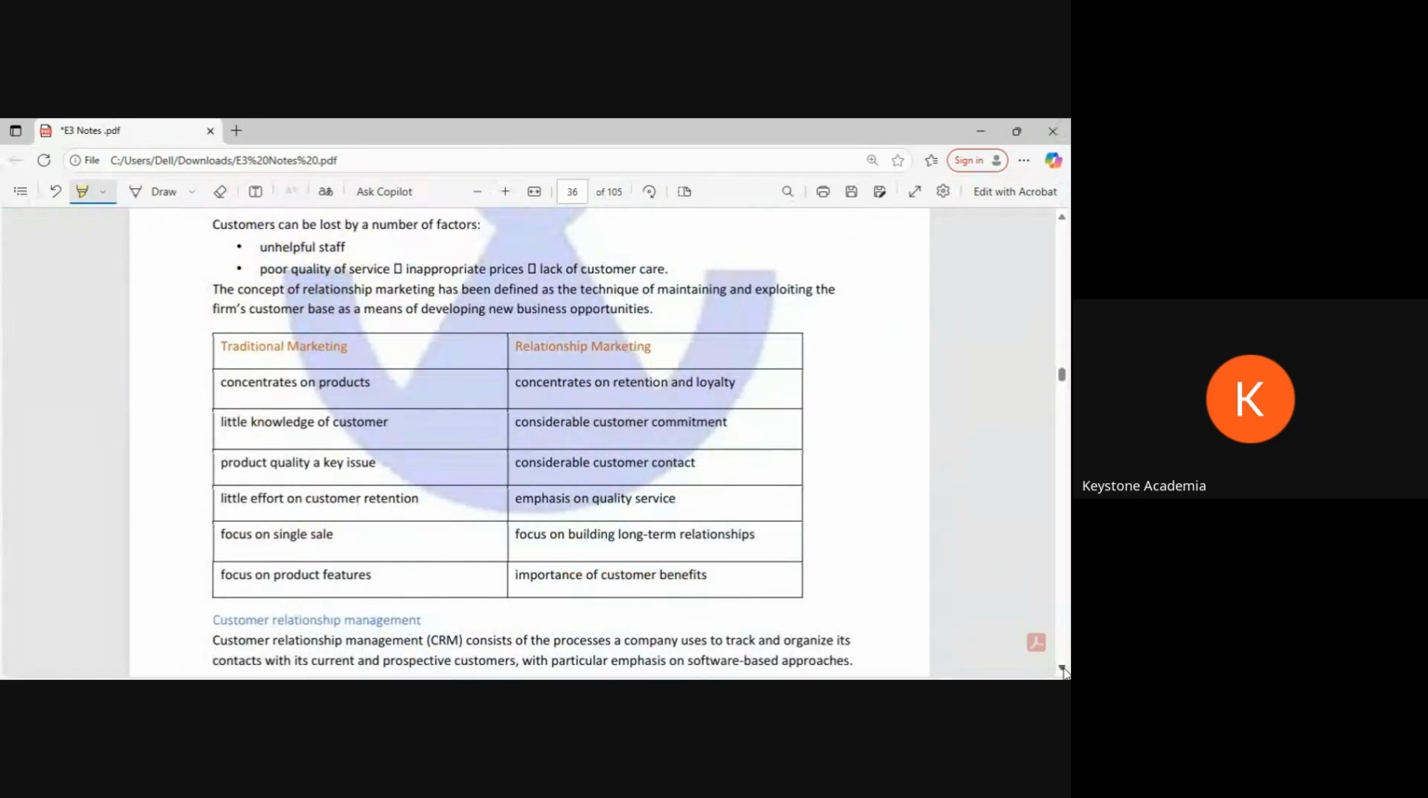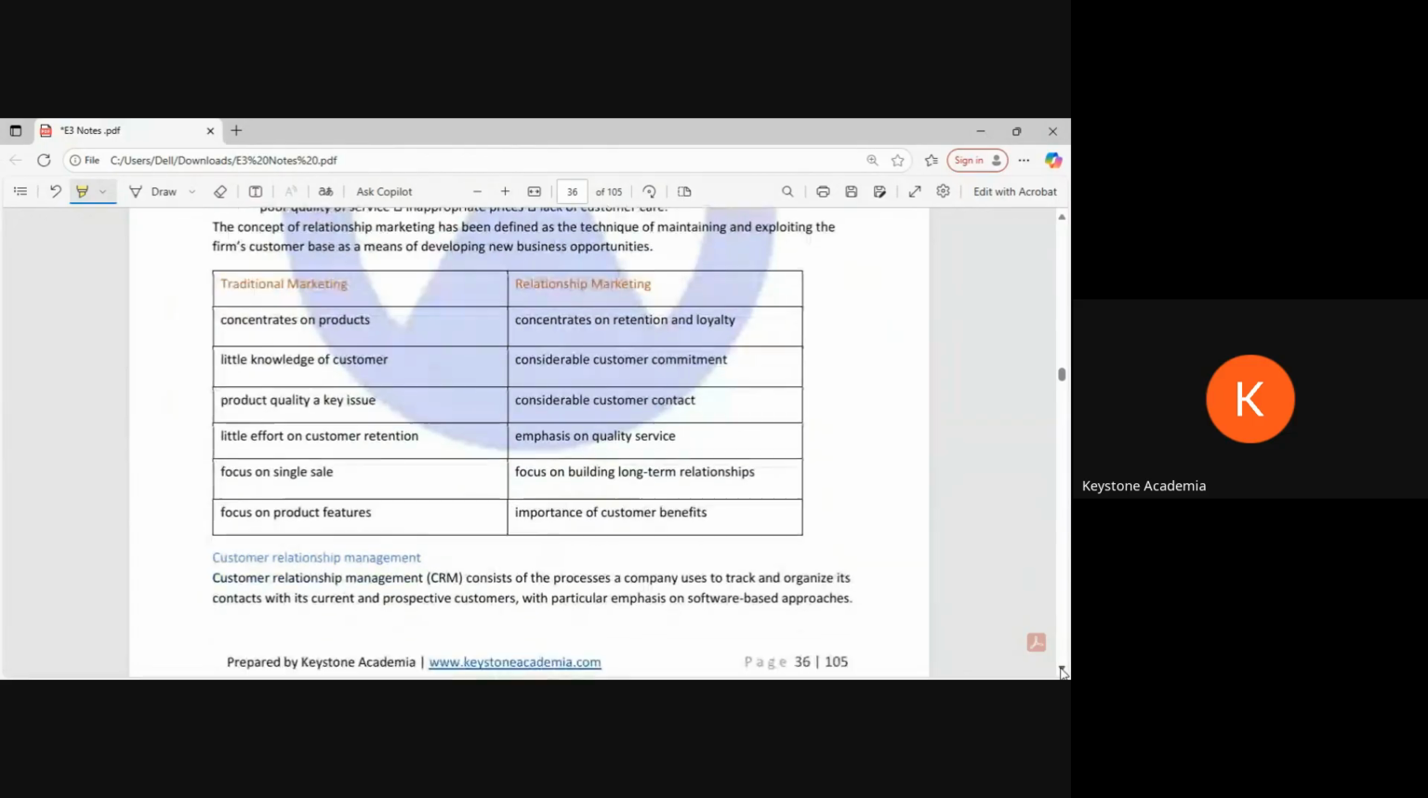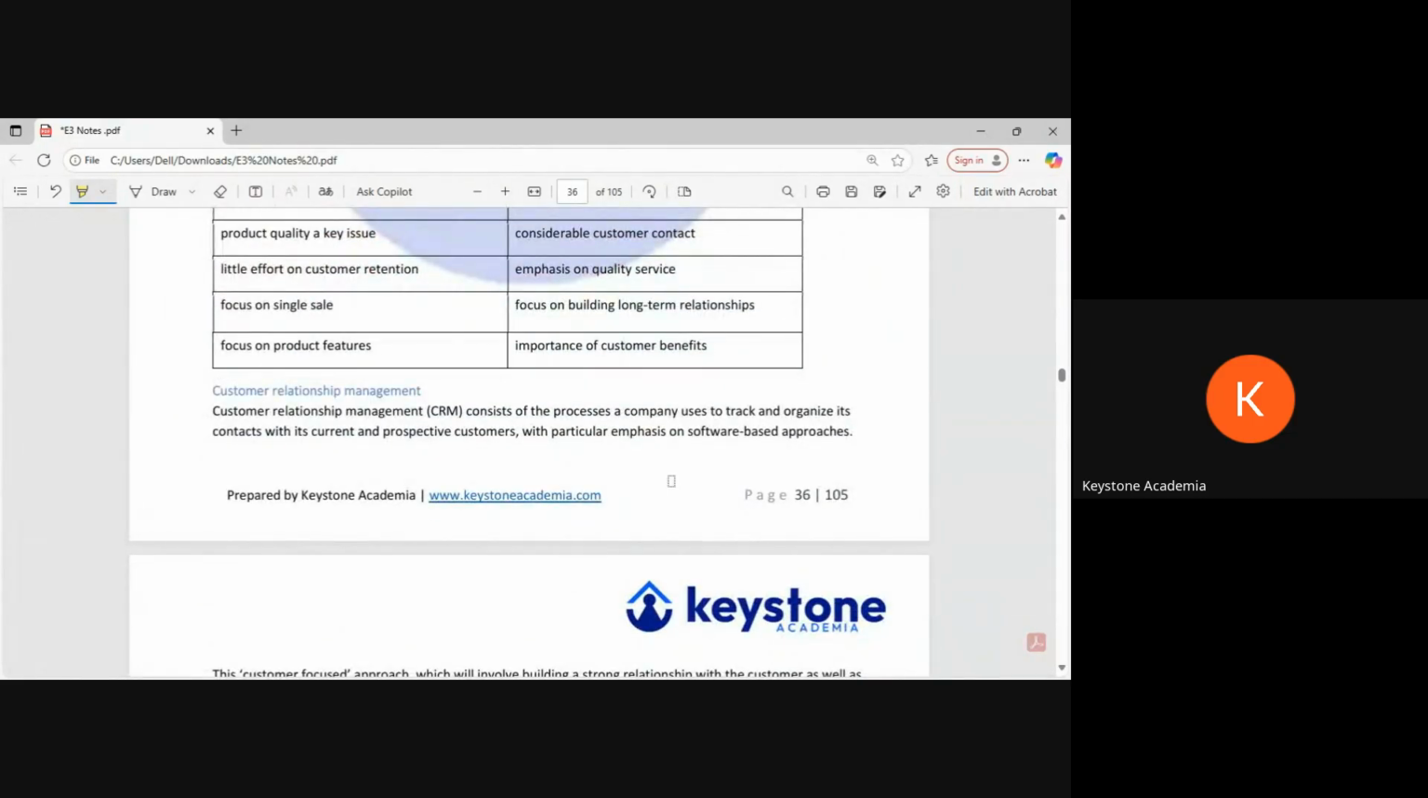Overall, across industries, things have moved from traditional marketing to relationship marketing. Now, wherever we go, they're asking for our details, numbers, email, and everything. They constantly send emails. They will wish us on birthdays, New Year, and all of this to create the relationship. We have a lot of CRM tools and software available. CRM consists of the processes a company uses to track and organize contact with current and prospective customers, with particular emphasis on software-based approaches.